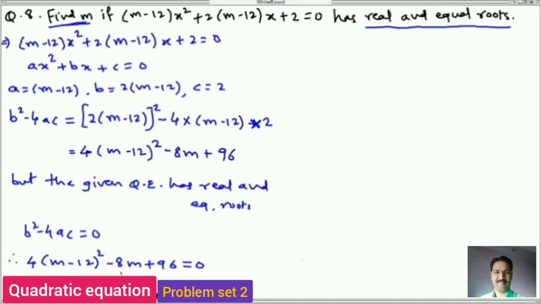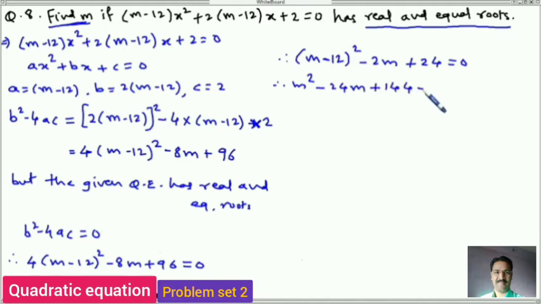Now, very important part is what? Divide both sides by 4 here. Let's see here. Now what can we make here? (m minus 12) square, and then minus 2m plus 96 divided by 4, which is 24 here. Okay. Now I'll expand this one. What will we get here? This is m square minus 24m plus 144. Here it is minus 2m plus 24 equal to 0.